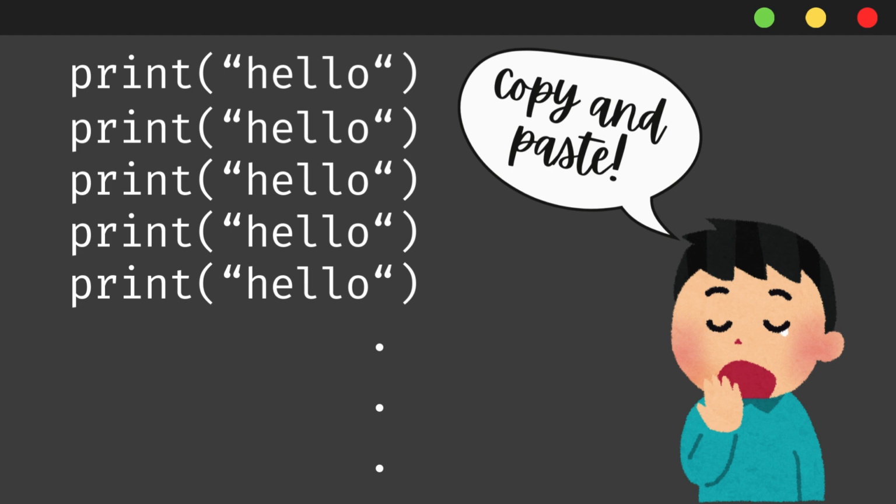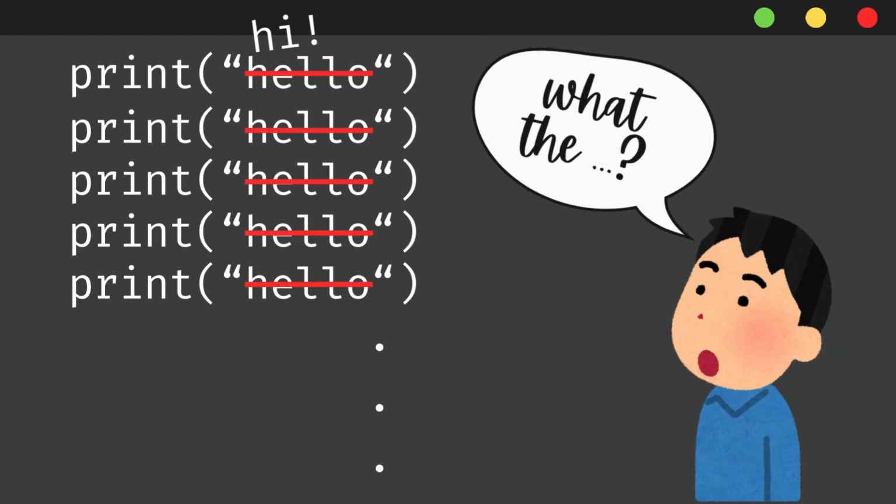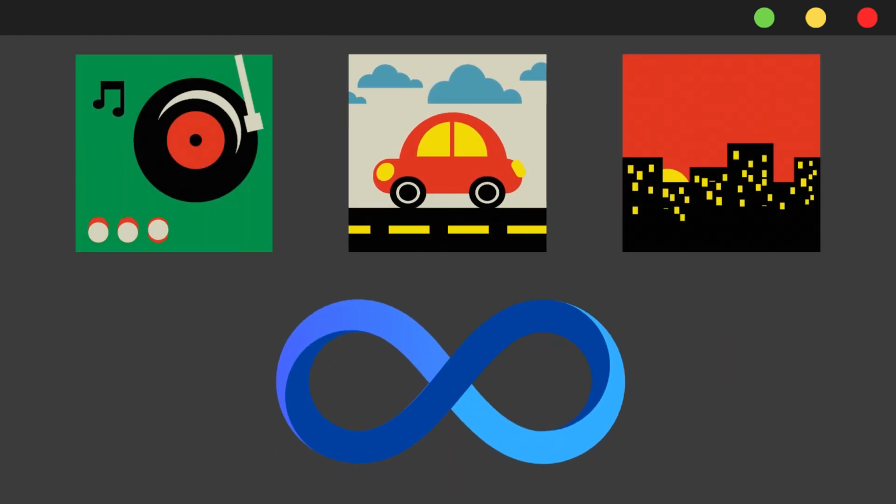Now, think about what happens if you need to change the message later, like switching hello to something else. You have to go back and modify each line individually. Sounds like a lot of work, right? Well, this is where loops come into the picture.